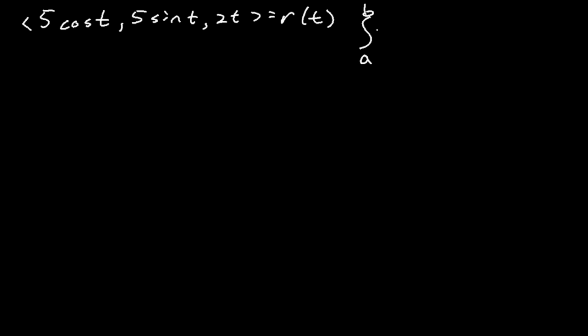Alright, number 3: 5 cosine of t, 5 sine of t, and 2t. Alright, let's get this. This problem is very, very similar to the previous one, actually. Maybe you already see it. Yeah, I have to stop erasing this formula, bro. It's so annoying to write down every time.